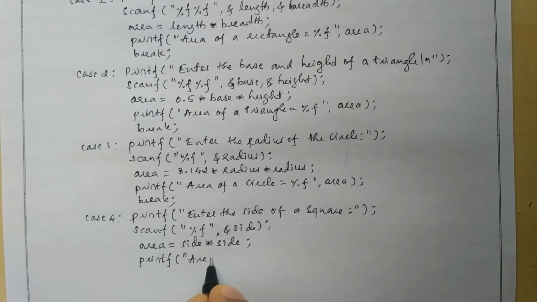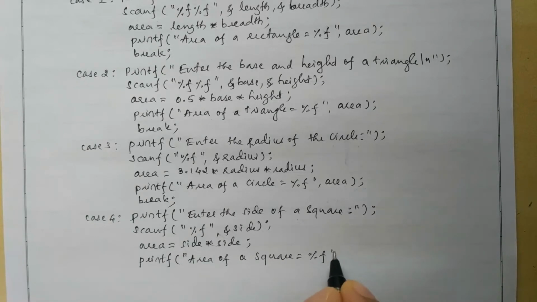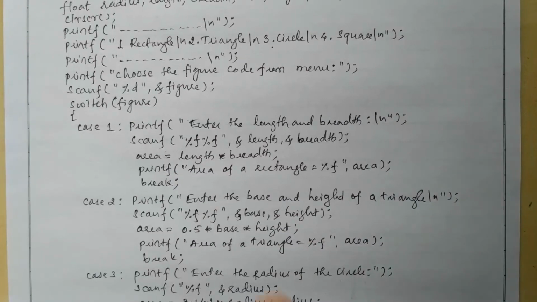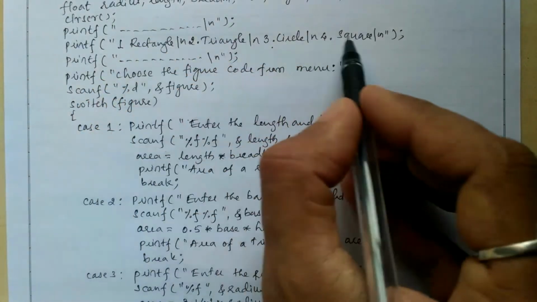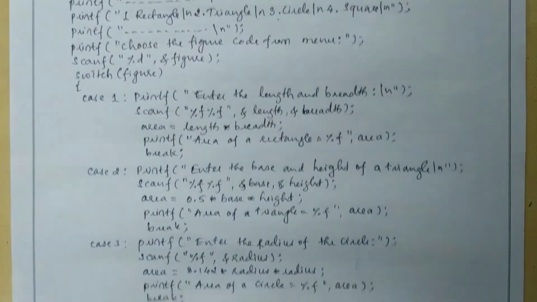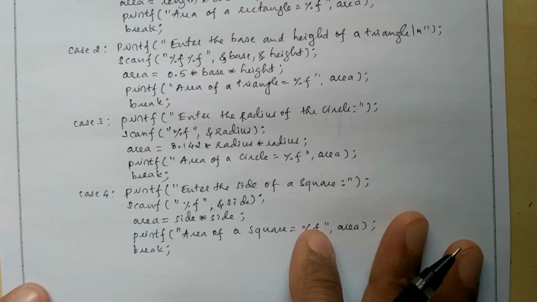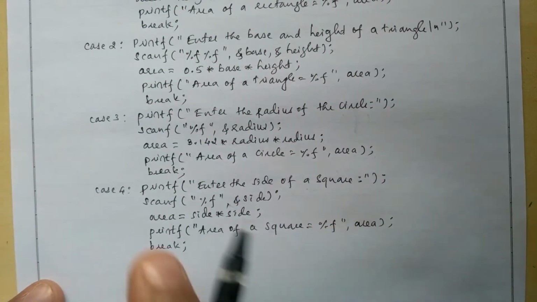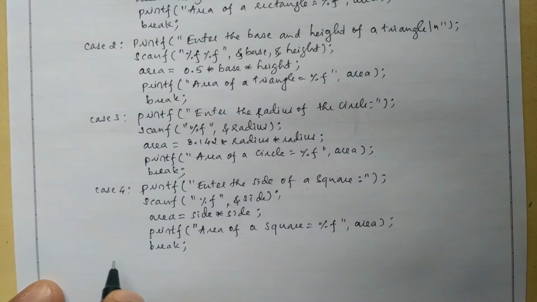And now we are going to print the value stored in area using a printf statement. In a double quotation mark, I'm going to write "Area of a square is equal to %f", end the double quotation mark, put a comma, and then write area. And now once again I'm going to write the break statement. So here in the menu you can see we have got only 4 options. What if the user presses any other number other than 1, 2, 3, 4? Then the default statement has to execute.